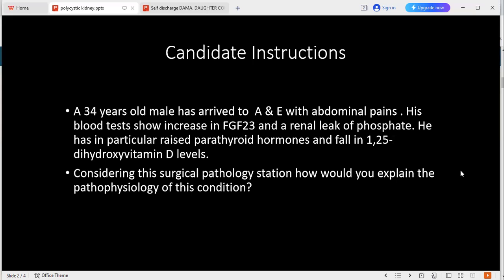What are the differential diagnoses that you'll consider for this patient? I would consider a simple cyst, acquired cystic disease, tuberous sclerosis, von Hippel-Lindau syndrome, and medullary sponge kidney. All right. Okay.